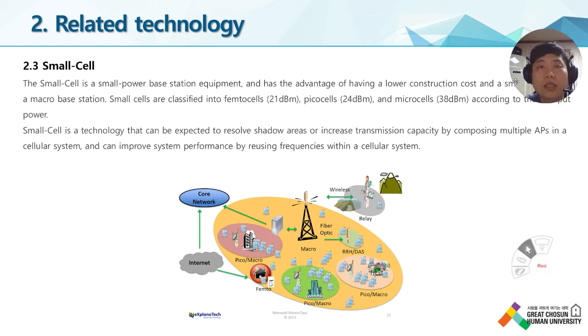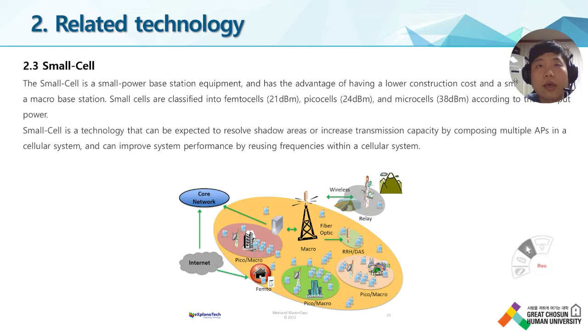Small cells are small power base station equipment and have the advantage of having a lower construction cost and a smaller size than macro base stations, making it easy to build in a specific space in a short time and low maintenance cost. Small cells are divided into femtocell, picocell, and microcell, depending on output power.